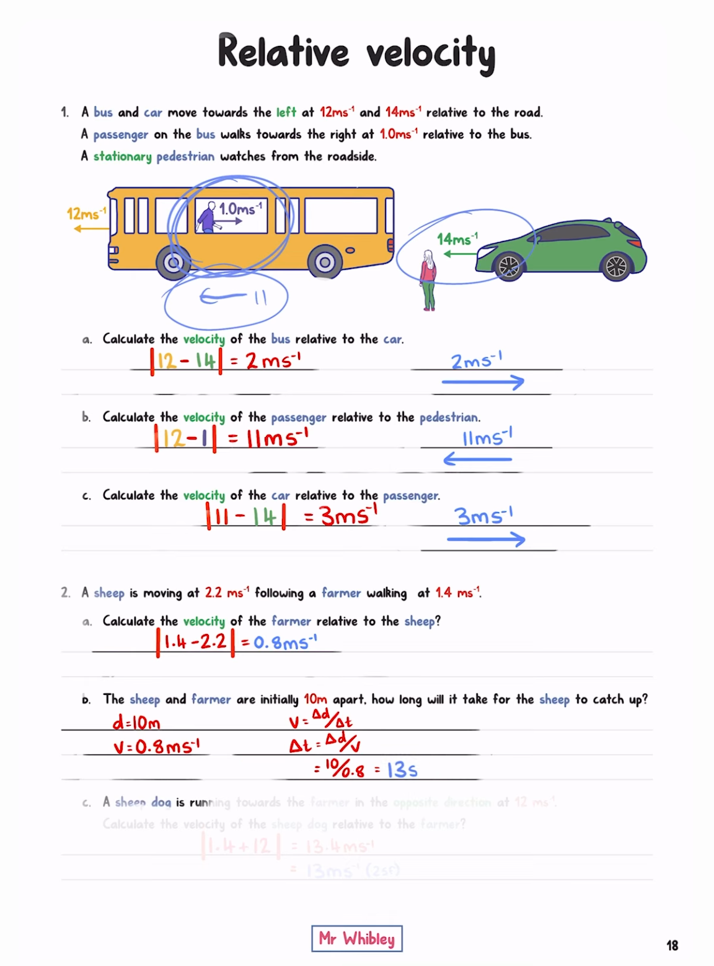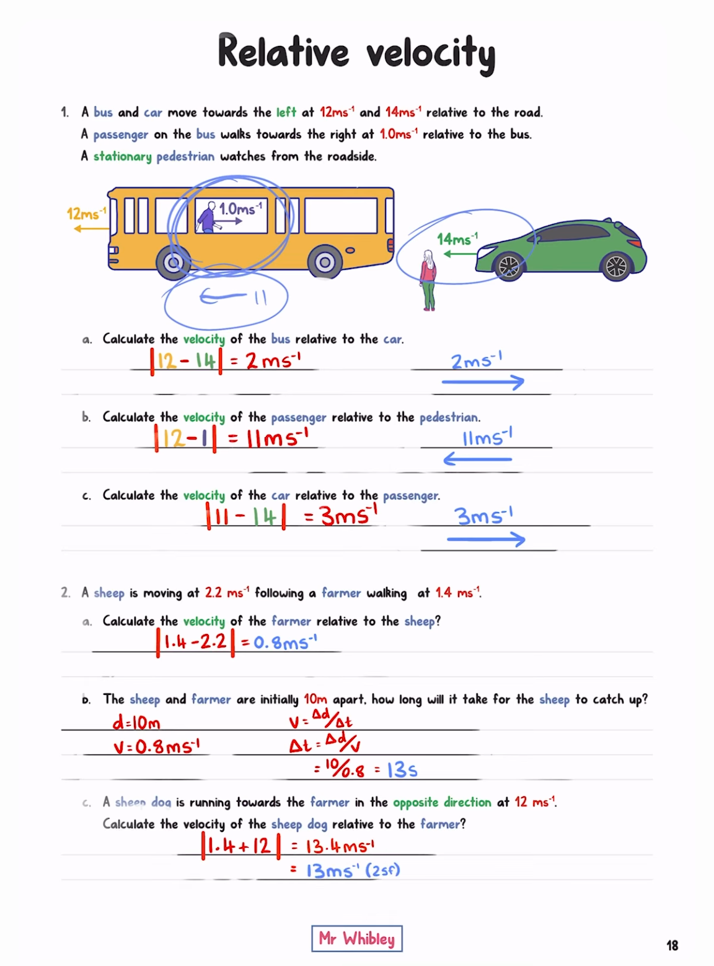A sheepdog is running towards the farmer in the opposite direction at 12 meters per second. Calculate the velocity of the sheepdog relative to the farmer. Because their velocities are in opposite directions, this time we add them together, which gives me 13.4 meters per second, or 13 meters per second to two significant figures.